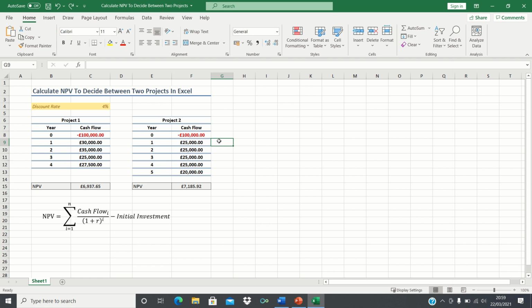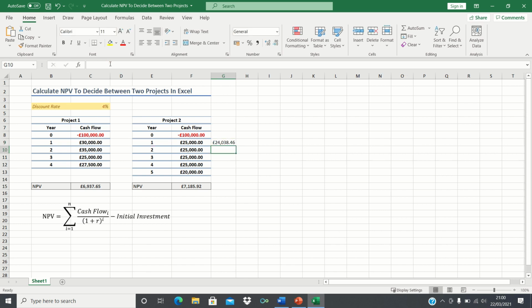So we take the cash flow in year one and divide it by 1 plus the discount rate to the power of the year we're in, which is 1. Now, before we close brackets, we're going to add absolute references to the discount rate to ensure this remains static. We can now drag this formula down to the below cells. Therefore, in year 5, for example, the present value of the cash flow is 20,000 divided by 1 plus 4% to the power of the year, which is 5.